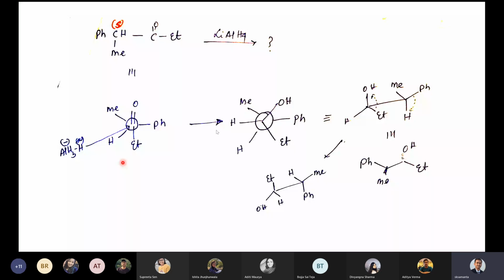Convert this one into the Sawhorse projection formula. You can also make it OH on the left hand side, H, Et, and in this case Ph is coming here, methyl is going there, hydrogen is in the bottom. Then as I said, the convention is to write the longest chain on the paper. So the longest chain is the Ph, the bulky group will be on the left hand side, and the longest chain, that is the ethyl, will be on the other side. But these two bonds are on the paper. Methyl is on top of the paper, OH at the bottom of the paper.